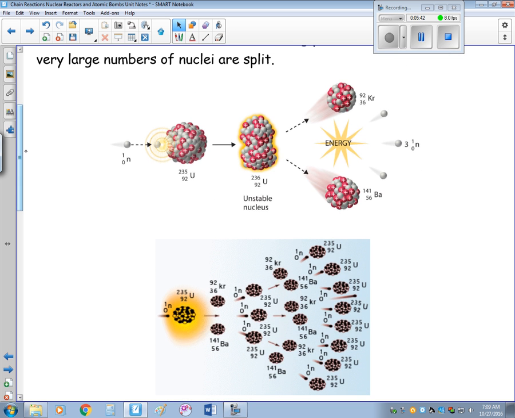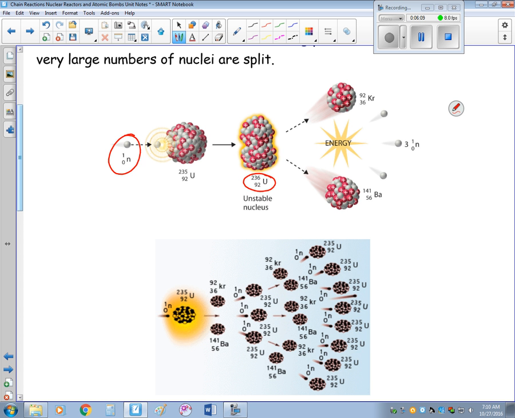So here's the general idea. When we have one neutron hitting a uranium-235, it turns it into uranium-236. Now, uranium-235 is actually stable. It has a half-life of several billions of years. But uranium-236 has a half-life of a couple nanoseconds. It's very, very unstable.